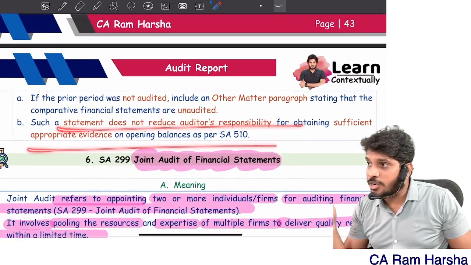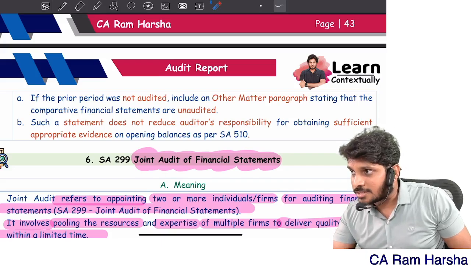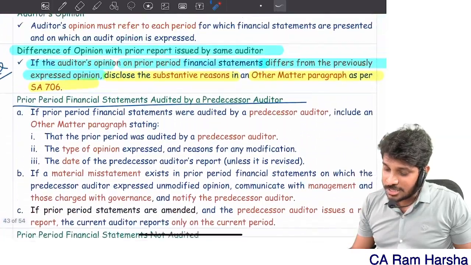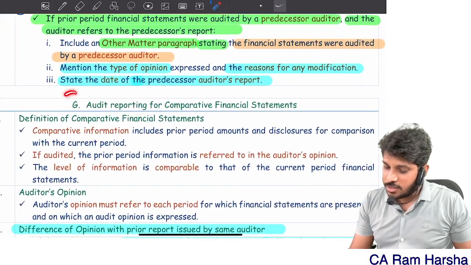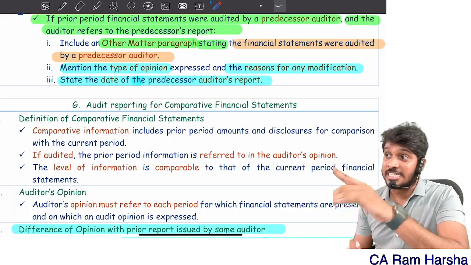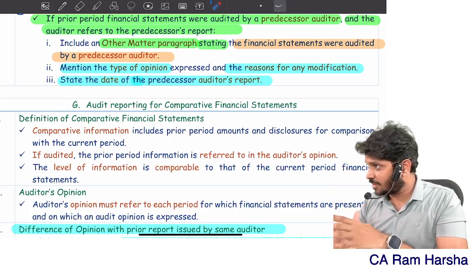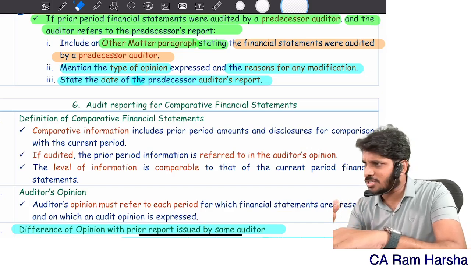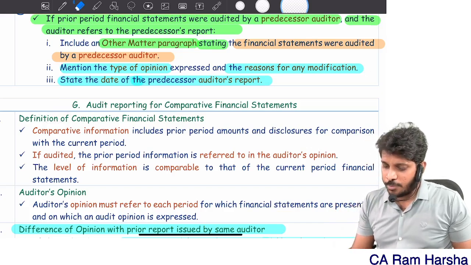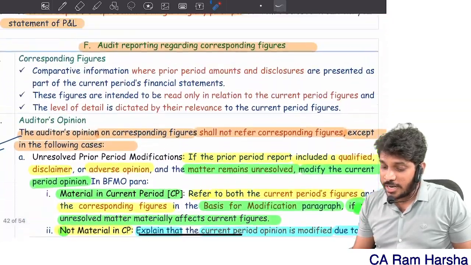It does not reduce your responsibility regarding opening balance. Now, this G point is not that important, but I still covered it briefly because it is simple. Have you understood this G point? Yes. So G point. Now, what is corresponding figure?